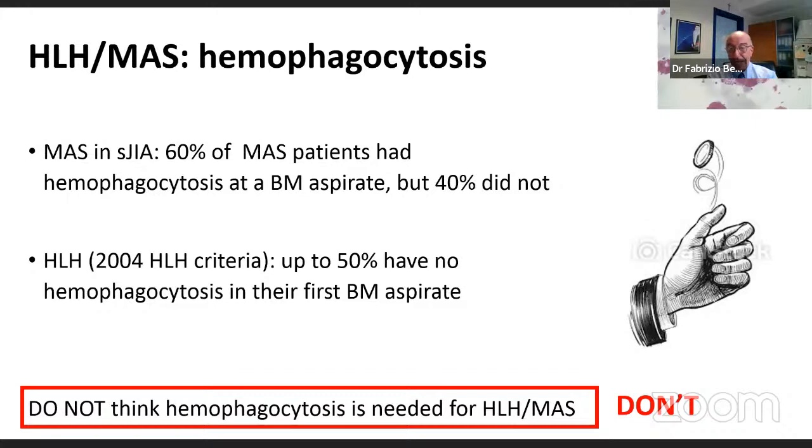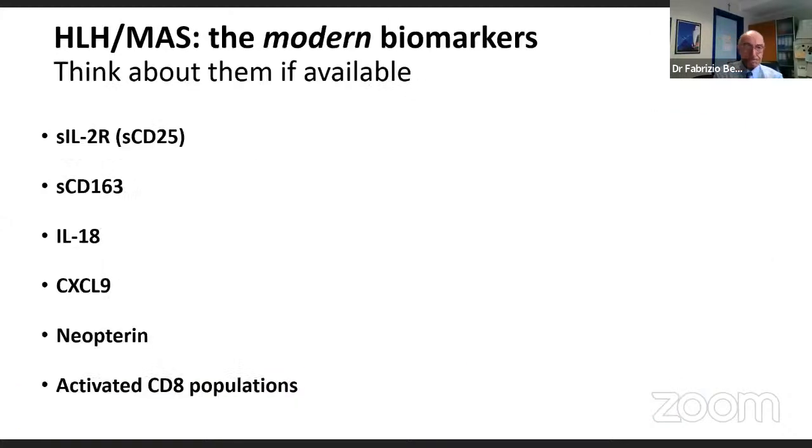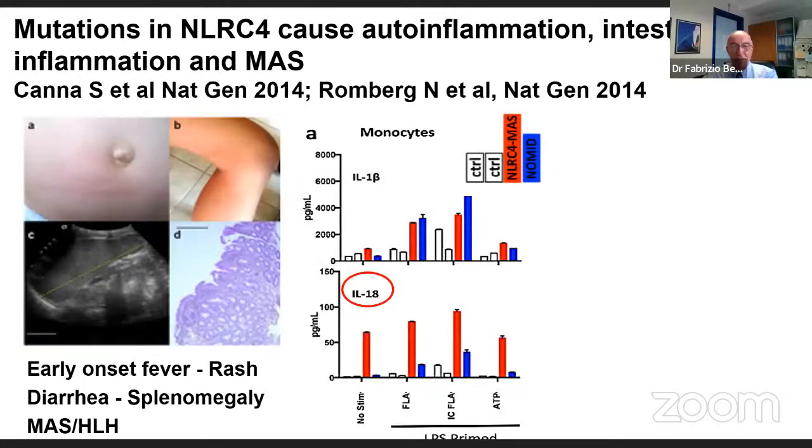Unfortunately, the first H of HLH stands for hemophagocytic lymphohistiocytosis. So the H there is really wrong. And I think we should think about this in the future because it's misleading. Now, think about the modern ultra-dotted biomarkers if they are available. Here is the list of them, and I'm not going to talk about all of them. I'm going to show you a couple of data on 3 of them, which I think will become more and more useful. So think about them if available.